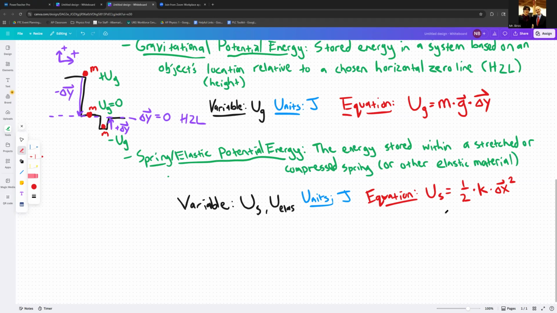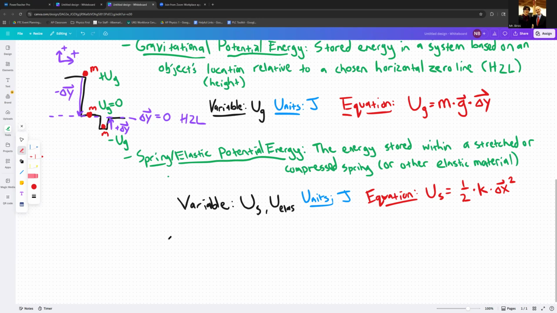So negative k delta x was like -1 times the k value times delta x. Now there's no negatives in here. Even though delta x could be negative, if you compress your spring to the left, with left being negative, you'd have a negative delta x. However, that is getting squared. So even if your delta x is negative, the fact that it's squared means spring potential energy will always just be positive.